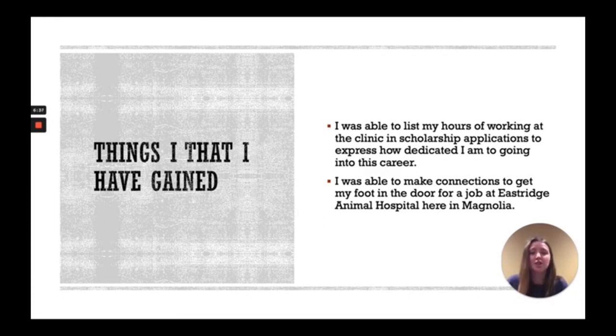I was also able to make connections here in Magnolia to get a job at Eastridge Animal Hospital. And I got good references because the two doctors actually know each other, and I just have a really good boss over there at Westridge, and she helped me get in. And I actually shadowed for a few weeks over here, and he agreed with her that I was a good fit for the job, and that's how I got over here. It has extremely helped me decide that I want to go on to be a vet.